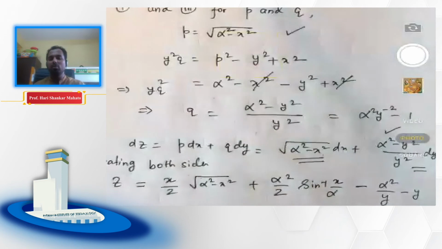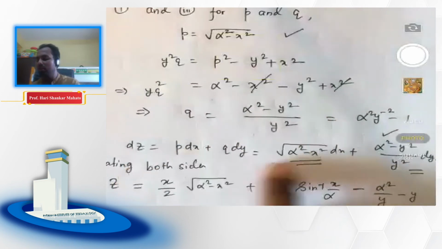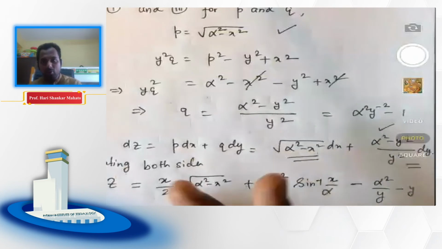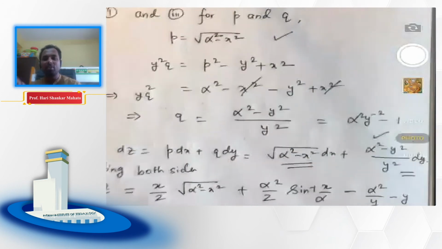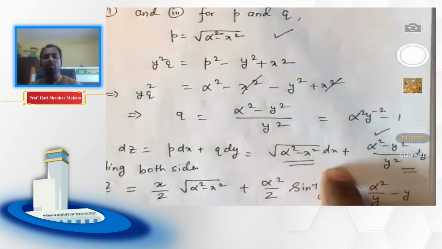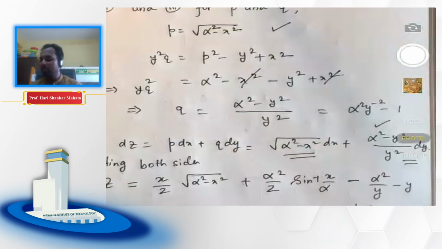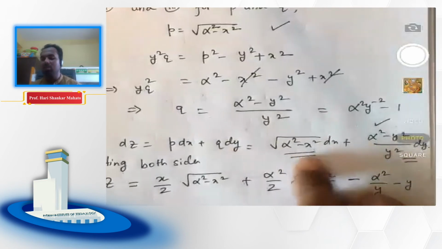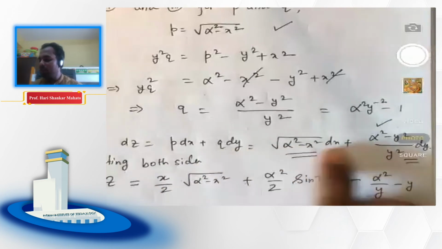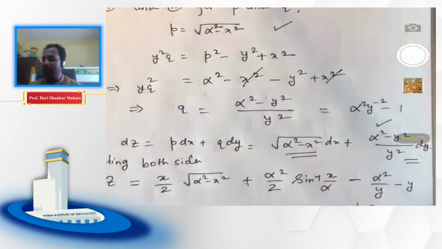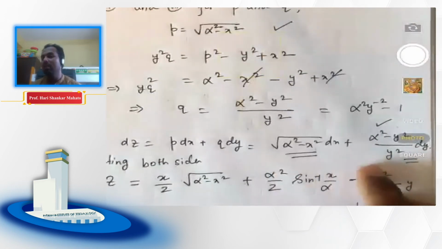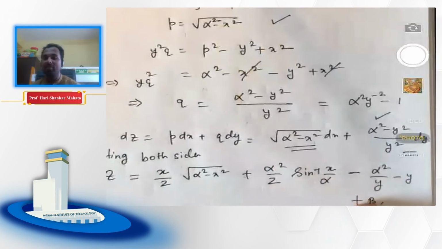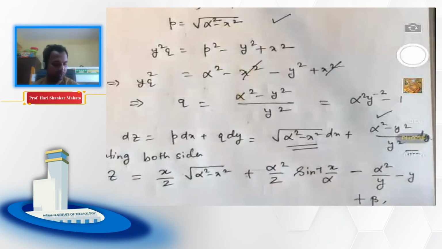Once we have the solution for P and Q, you just substitute in dz equals P dx plus Q dy. As I told you many times, we have to keep in mind that this must become some kind of differential d of something. Otherwise, you cannot perform this integral. And we saw in the very first example that we did run into some trouble. So always have that intention in mind, that whatever P and Q you are choosing must fit in properly here. Otherwise, you cannot do the integration properly. All right, this is how Charpit's method works.